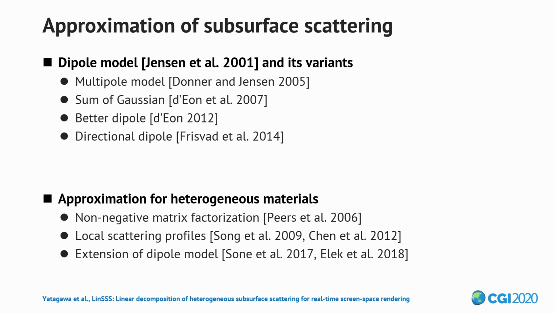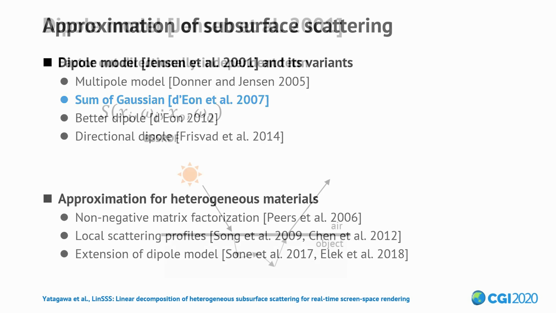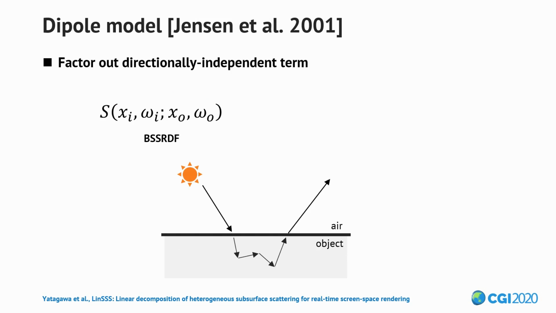Due to the limitation of time, we only focus on a couple of studies. The first one is the approximation of subsurface scattering using a weighted sum of Gaussian functions, which was originally proposed for the representation of human skin. Before explaining the details of the approximation, let me start with the traditional approximation called the dipole model. Originally, the BSSRDF for general subsurface scattering is a function of 4 parameters, namely incident position, incident direction, outgoing position, and outgoing direction. In the dipole model, the BSSRDF is decomposed into a product of 3 low-dimensional functions.